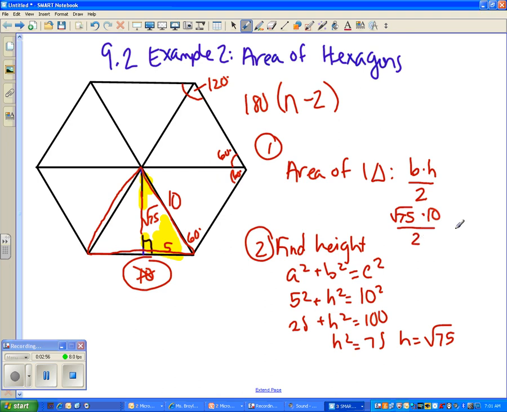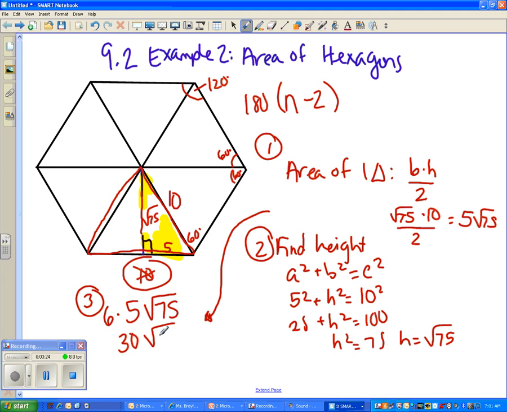So 10 divided by 2 is 5, so you have 5 radical 75, and then when you punch that into your calculator, you're going to get some decimal, and that's fine. For now, let's not focus on simplifying radicals. We'll do that second semester. So the area of one triangle is 5 radical 75, and the last thing is how many triangles do we have in this hexagon? We have 6. So we multiply by 6, so we're going to have 30 radical 75.